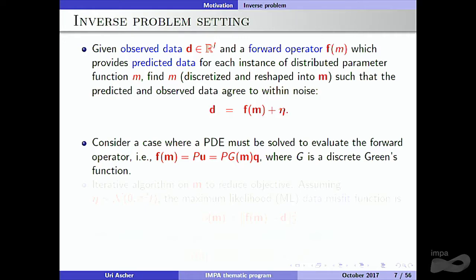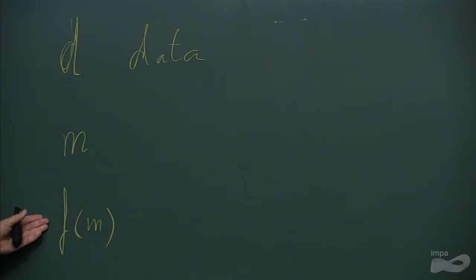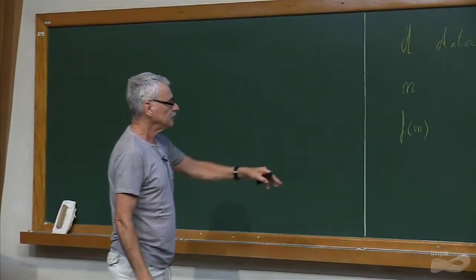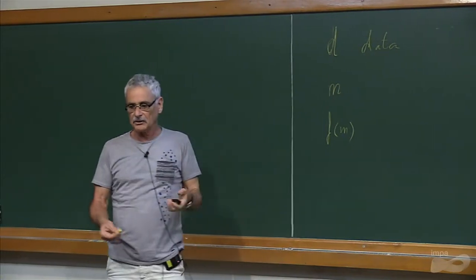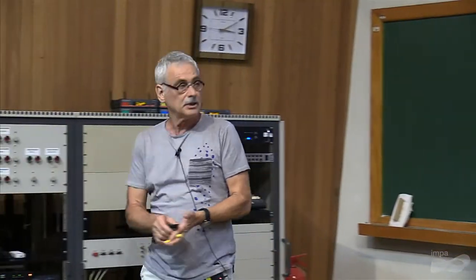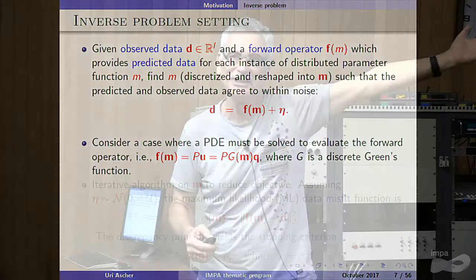And for each M, we have a forward operator F, involving some inversion of a differential equation. And F of M for each M will predict what is the data, okay? And so now the question is to find an M such that the observed data D is equal to the predicted data, F of M, plus noise. Everybody with me? It is important to get used to my notation.